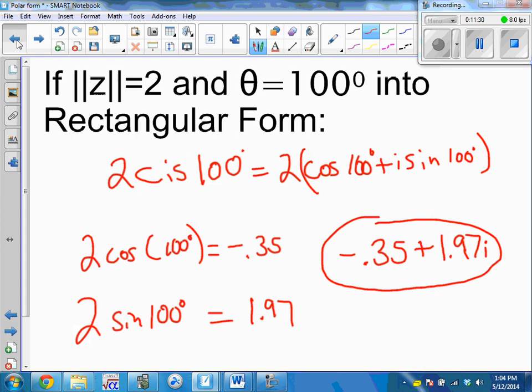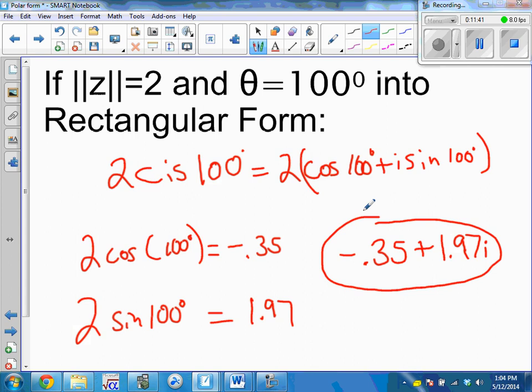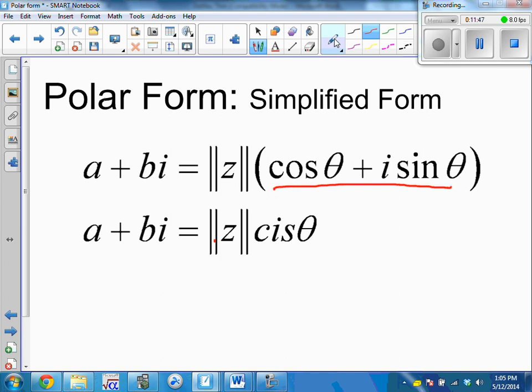And many times what's going to happen is if you have a nice rectangular form number, it's going to get ugly in polar form. And if you have a nice polar form, it gets ugly in rectangular form. Okay. So there are formulas for polar form and rectangular form. Okay. And the first homework is just going to be converting back and forth between polar and rectangular form.